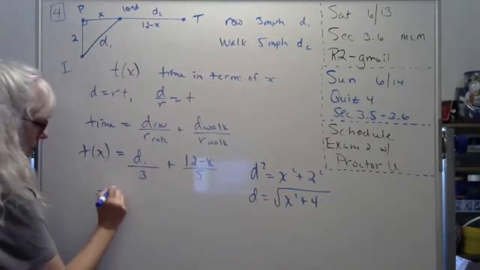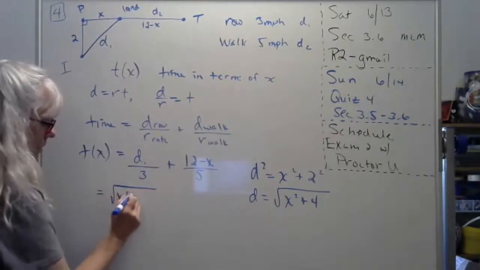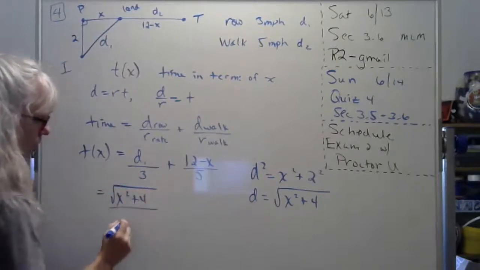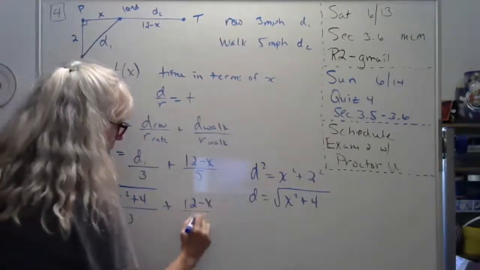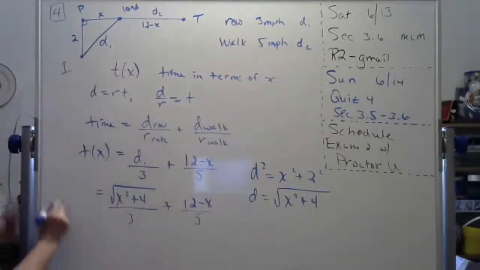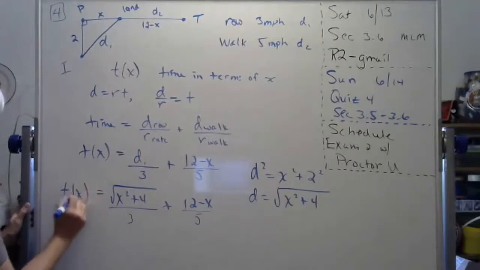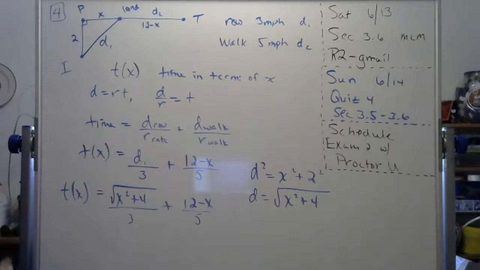And then all I have to do is substitute that d in for my d1. So that would give me the square root of x squared plus 4 all over 3, plus 12 minus x all over 5. And there's the time it takes in terms of x. So that, I think, is an ugly problem, only because it's hard to get a handle on the picture. So hopefully that helped. Any comments or questions about that?